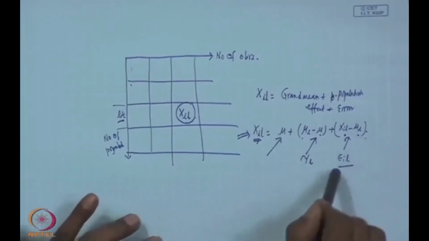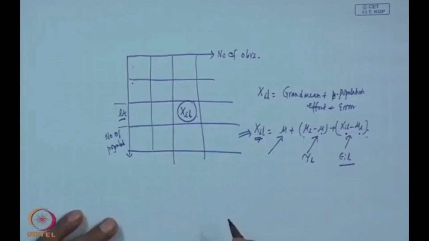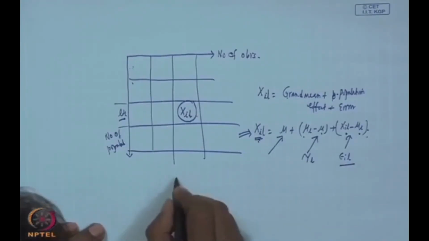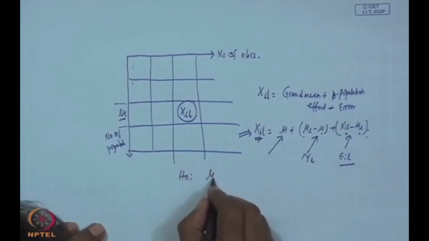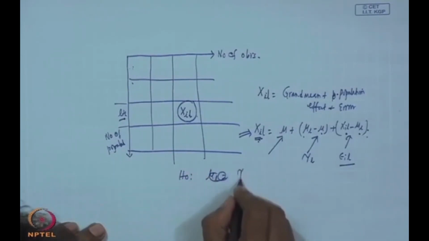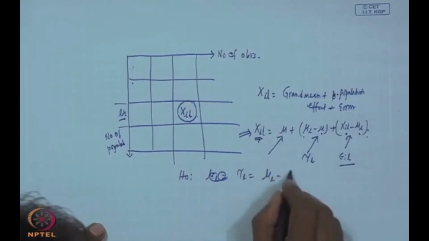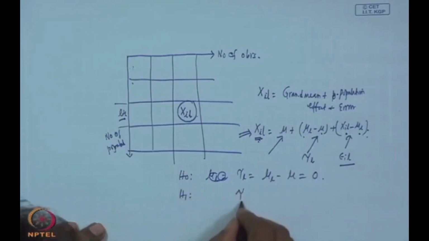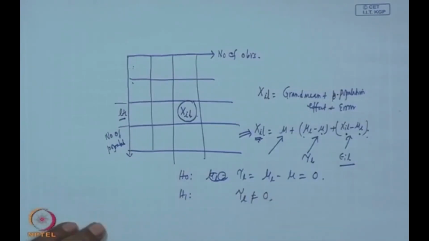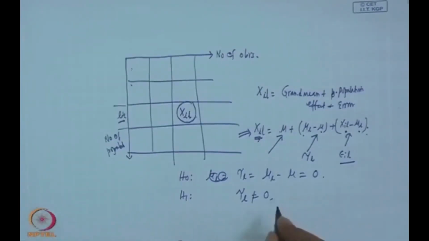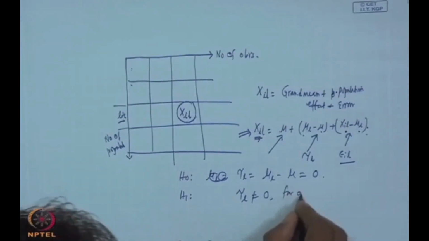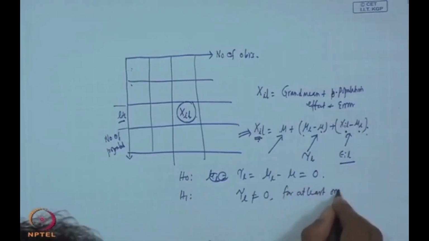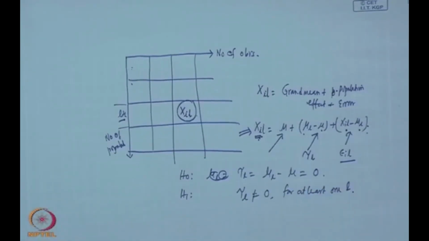If this is the case, then your hypothesis can be changed to H0: tau L, that is mu L minus mu, equal to 0, and H1: tau L not equal to 0 for at least one L.